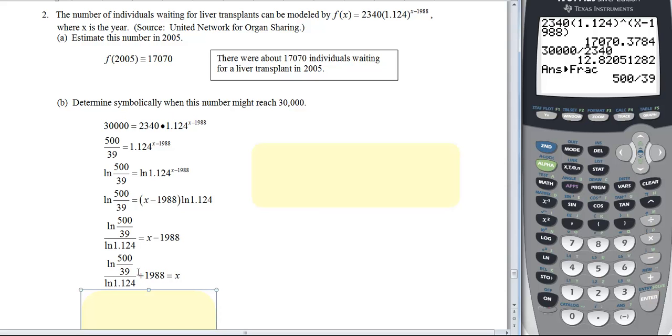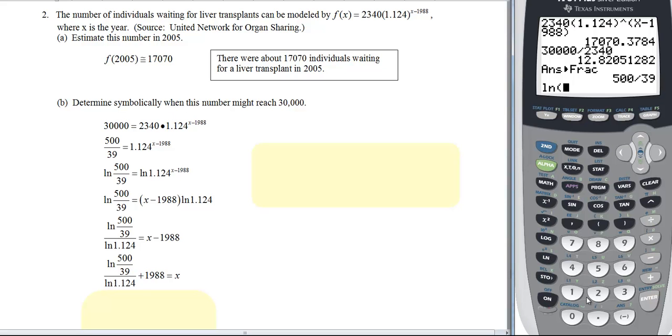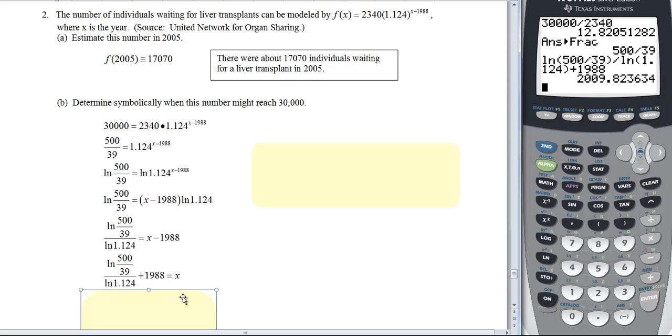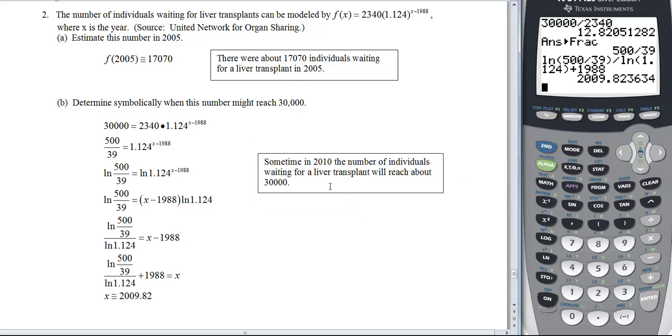So this can all be put in your calculator. Let's go for it. I've got natural log, 500 divided by 39. That's my numerator. Divide by natural log of 1.124. And then add 1988. So let's see if that's what I've got right here. Yep. So now, when you have word problems, you need to answer them. So sometime in 2010, the number of individuals waiting for a liver transplant will reach about 30,000. Wow.